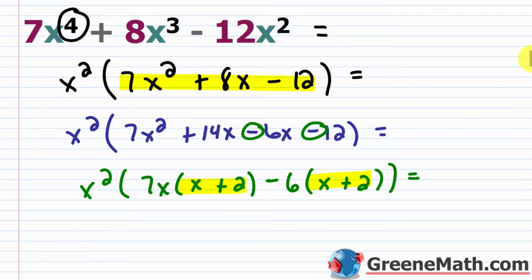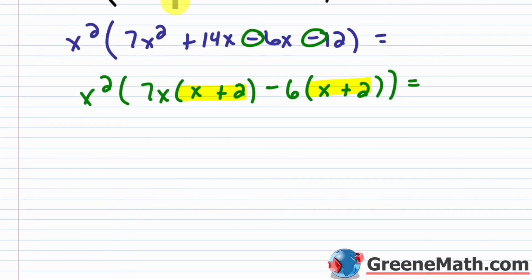You scroll down and get a little bit of room going here, so we can pull this all out. So at the end of the day, our answer here, we're going to have the x squared out in front, and then we'll have this quantity x plus 2, this common binomial factor, times what's left.